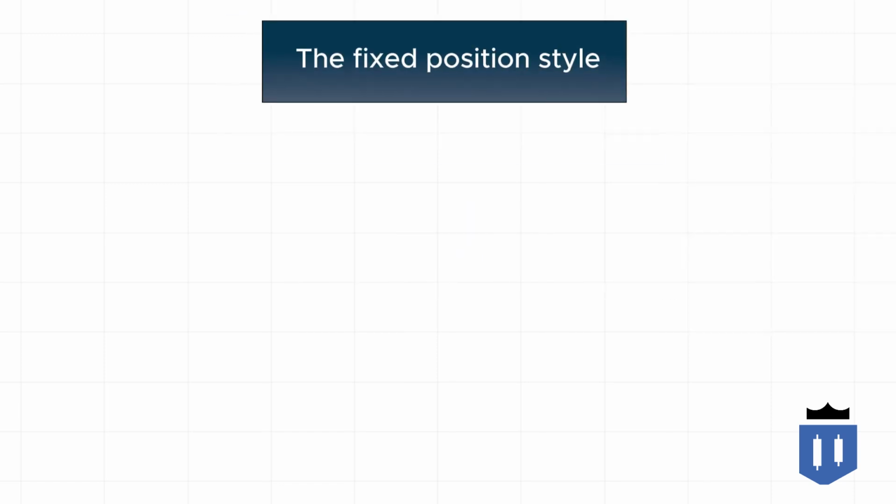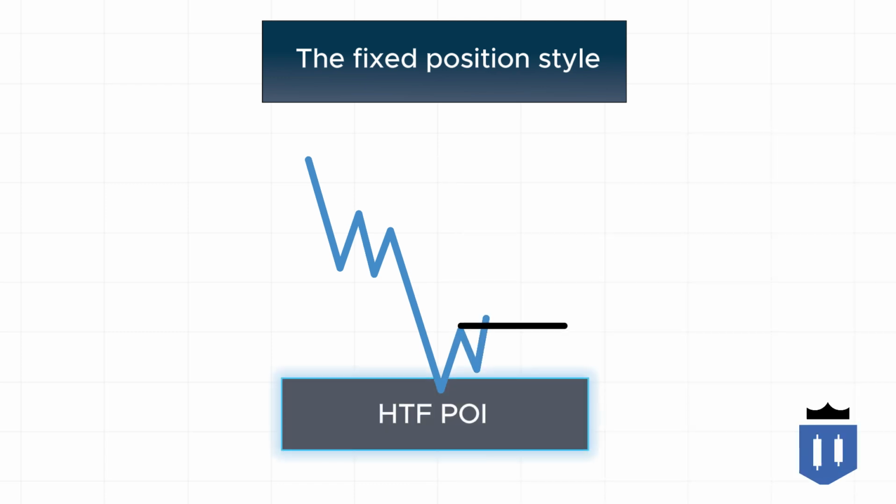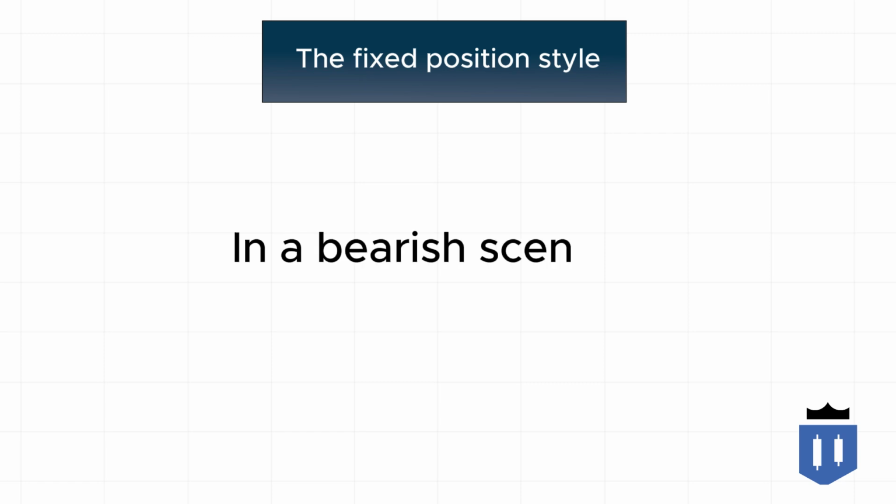For the fixed position style, what I do is I wait for price to form a high first, then I wait for the high to be broken, and I must make sure that the candle that broke the high closed above the old high. Then I'm going to take my trade at the close of the candle that broke above, or in a bearish scenario below.